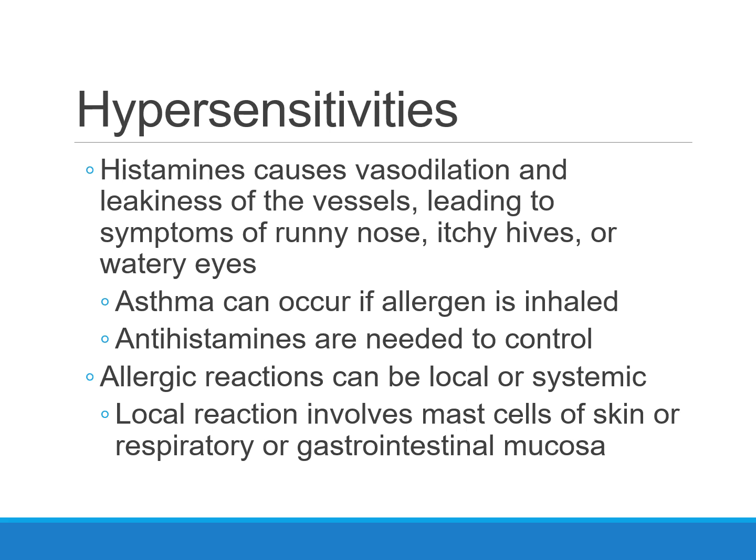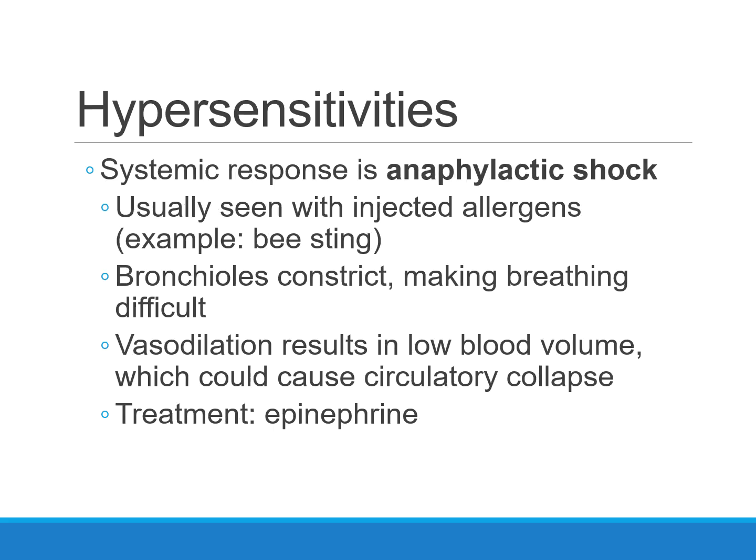Allergic reactions can be local or they can be systemic. Locally, it involves mast cells of the skin or the respiratory or the gastrointestinal system. Systemic response is called anaphylactic shock. Way more serious issue here. This is seen when you have injected allergens like bee stings, but you can also have this when you inhale things like peanuts. There are certain things that people have serious allergies to. What happens is the bronchioles in the lungs constrict, which makes breathing difficult. The vasodilation results in a low blood volume, which causes a circulatory shock. And the treatment for this, of course, is an EpiPen.